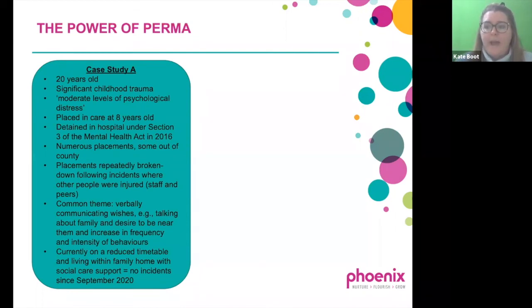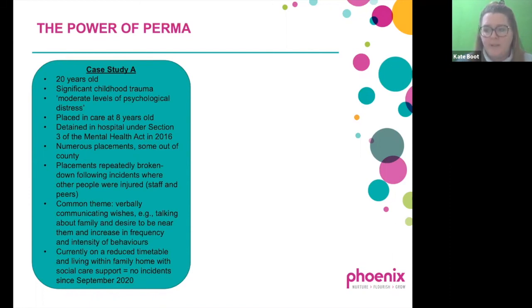They experienced care from the age of 8, which subsequently led to them being detained in hospital under Section 3 of the Mental Health Act, and experiencing numerous placements, some of which were out of county, very far away from home as well, and all of which broke down due to repeated incidents where other people were injured and, I think in some cases, hospitalised. So the common theme is that this person would verbally communicate their wishes to be near their family, to live with their family, which would coincide with an increase in the frequency and intensity of behaviours.